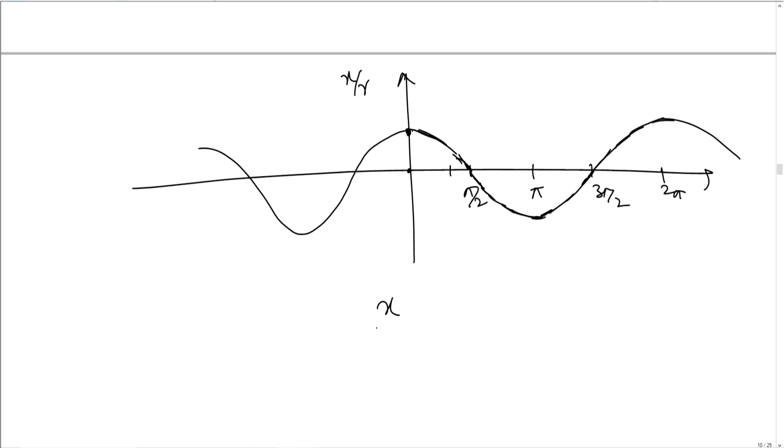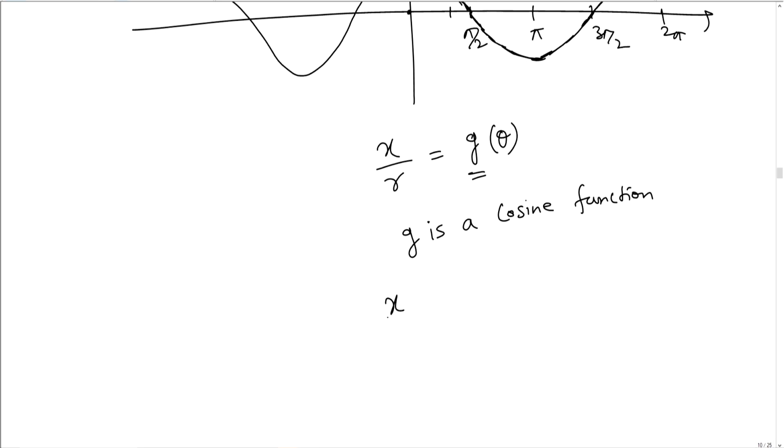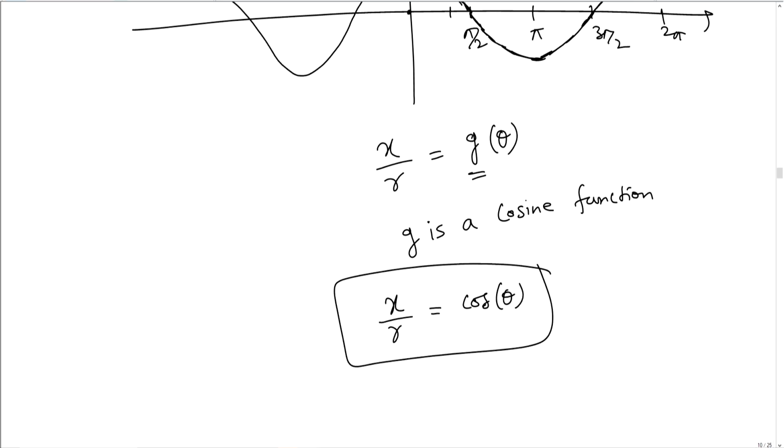So, x by r, you can say it is a different function of theta. Let us call it g of theta. It's also a function of theta, but it is a different function. This function g is called a cosine function. So, you can write x by r, which is basically the base of the right angle triangle divided by the hypotenuse, is actually a cosine function of theta. So, x by r is equal to cos theta. That is what we call the cosine function in short. Okay, it is cos theta.